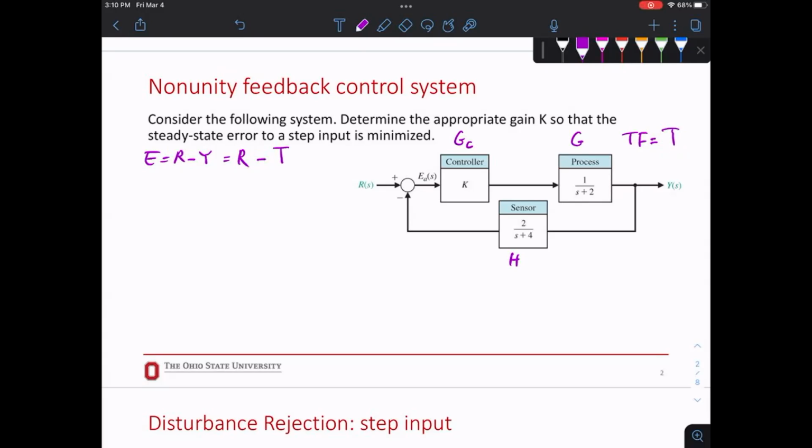Now, you can use block reduction to find what the transfer function here is, right? Then Y to R is going to be that transfer function. Make sense? Yes? So let's do that. Write the transfer function. What is Y over R? Find T, the transfer function.